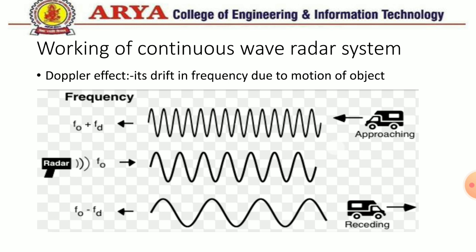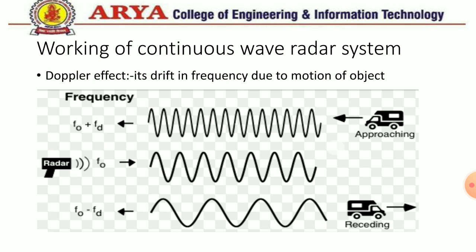So ultimately there will be a drift in frequency due to the motion of the object, and that is called the Doppler effect. So what is the Doppler effect? The Doppler effect is a drift in frequency due to motion of an object. That is what the Doppler effect is.